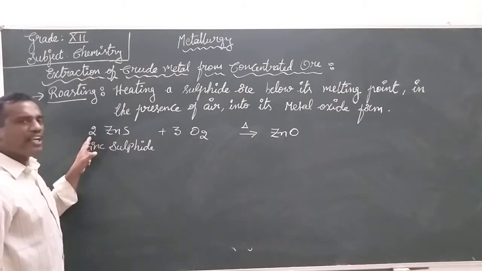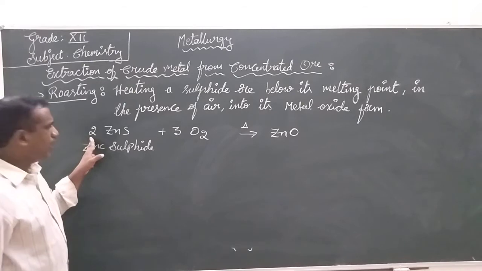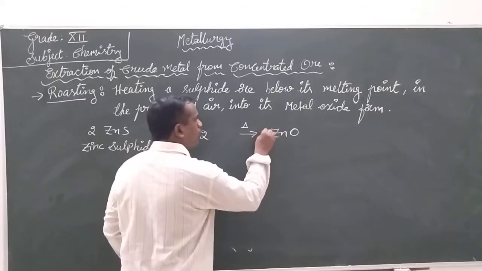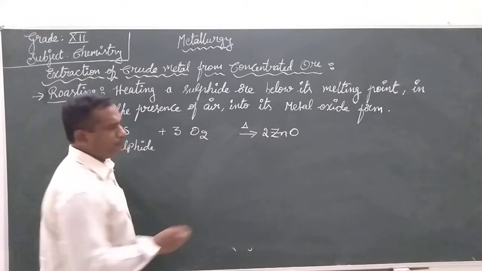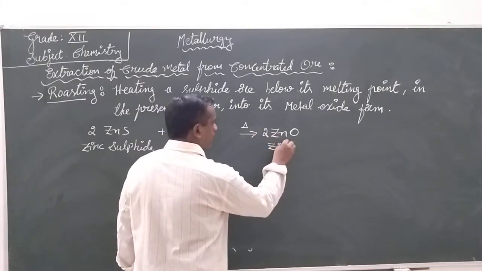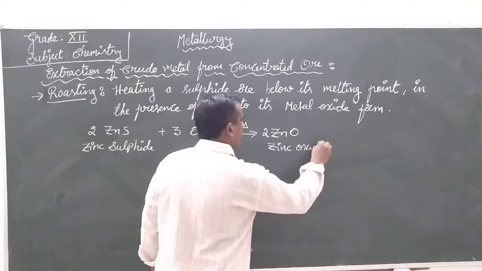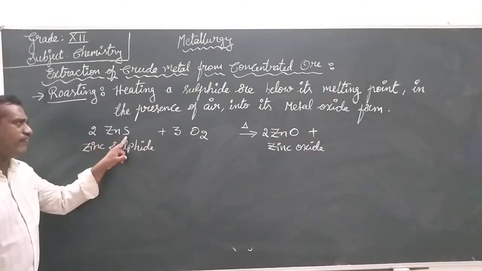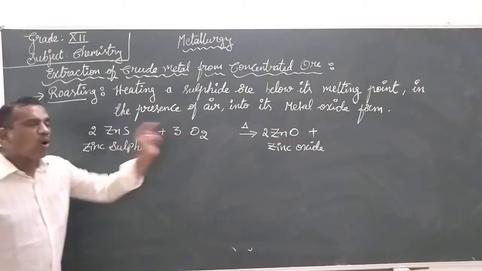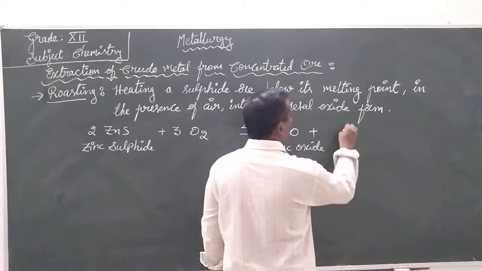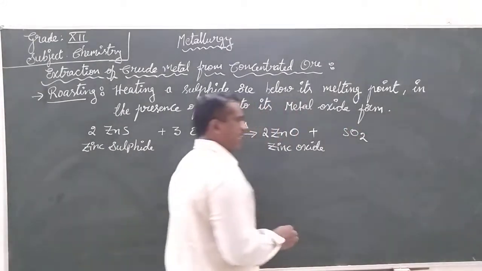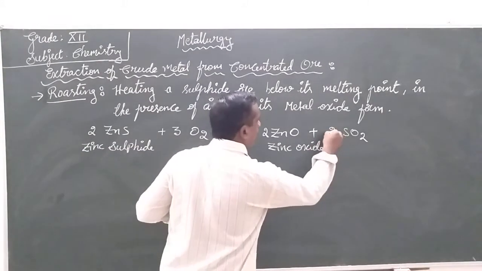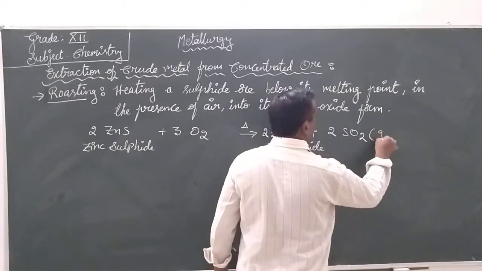How many zinc you find here? 2 zincs you find. Each zinc will combine with 1 oxygen, so 2 moles of zinc oxide are formed as one of the products. And the remaining atoms in the reactant, sulfur, will react with oxygen to be converted into its oxide. How many sulfurs are there? 2 sulfurs are there, so it is going to form sulfur dioxide gas.